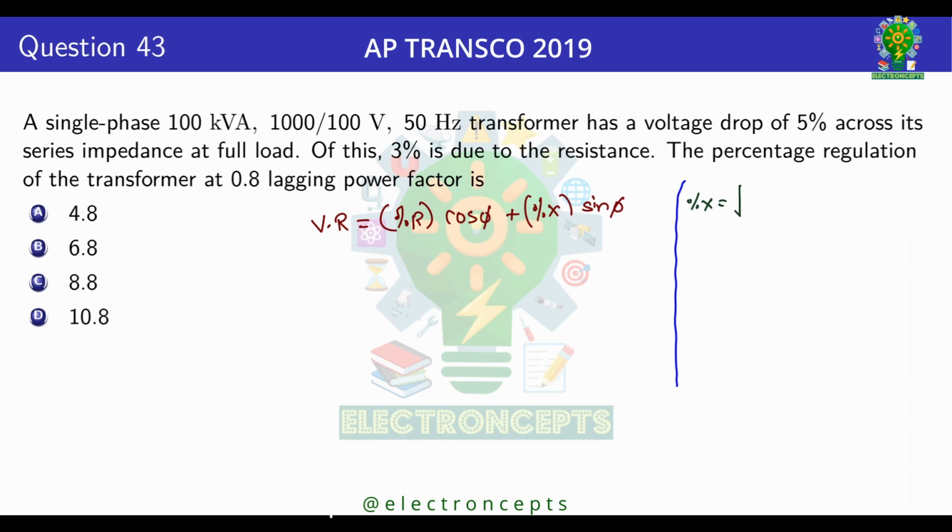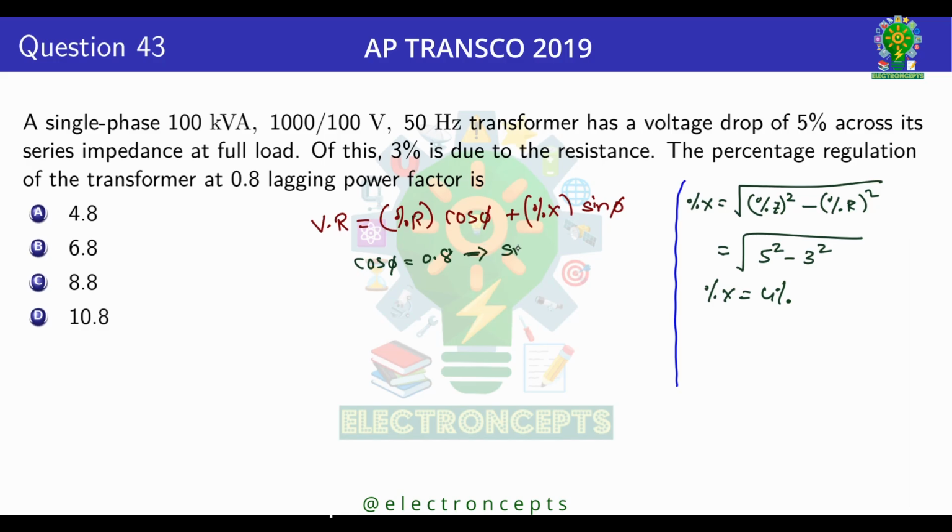Percentage X is given by square root of percentage Z square minus percentage R square, which is equal to square root of 5 square minus 3 square. Therefore, percentage X is equal to 4%. We need to calculate the percentage regulation at 0.8 lagging power factor, which means cos phi is equal to 0.8, and if cos phi is 0.8, sin phi is equal to 0.6. Substituting the values in the equation, we get percentage voltage regulation is equal to 3 into 0.8 plus 4 into 0.6, which is equal to 4.8%. Option A is correct.